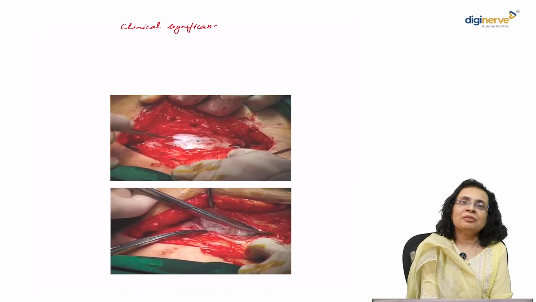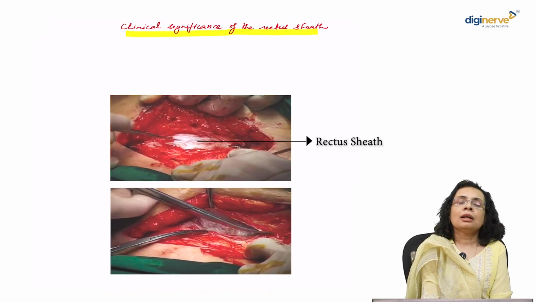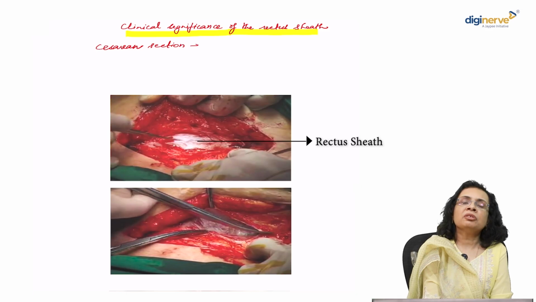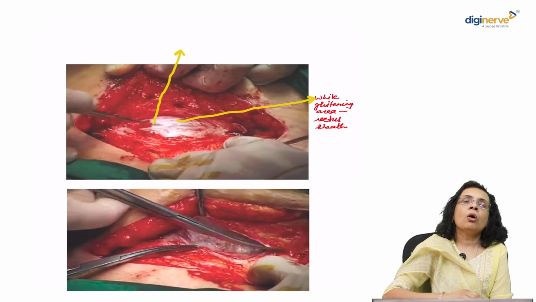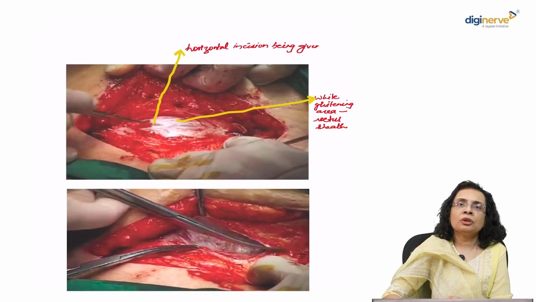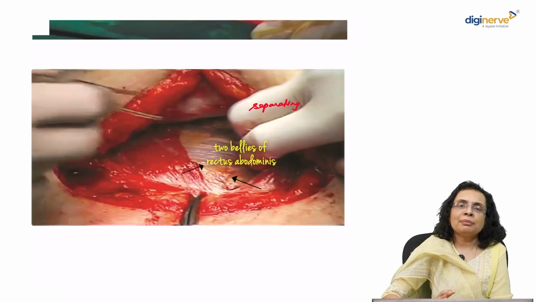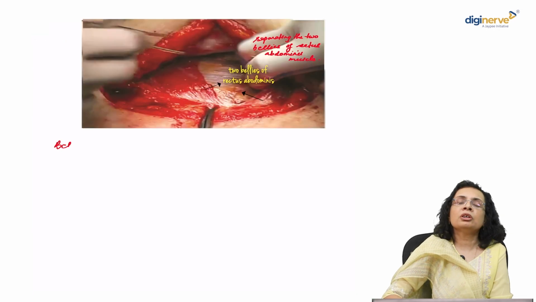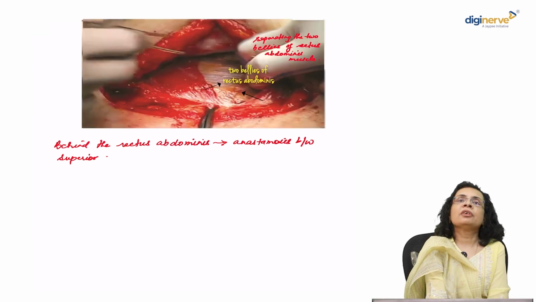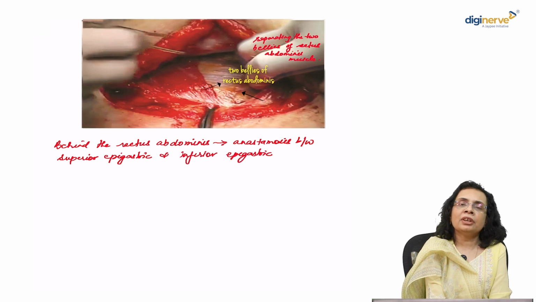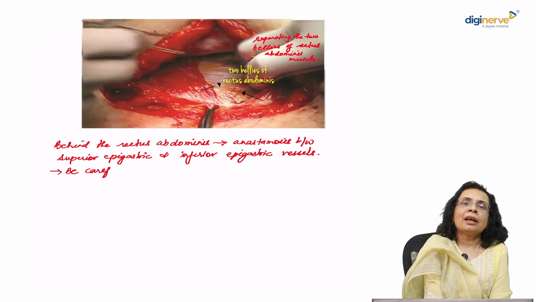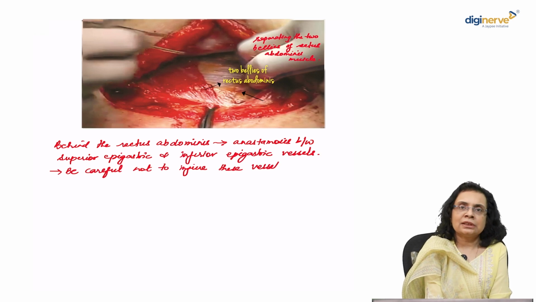So, clinical significance of the rectus sheath. Number one, at the time of doing a cesarean section, because when you give the Pfannenstiel incision, a horizontal incision is given over the rectus sheath, and you will be separating the two bellies of the rectus abdominis muscle with the help of the fingers. You have to be careful because behind the rectus abdominis, there's an anastomosis which occurs between the superior epigastric and the inferior epigastric. So you have to be careful not to injure these blood vessels.